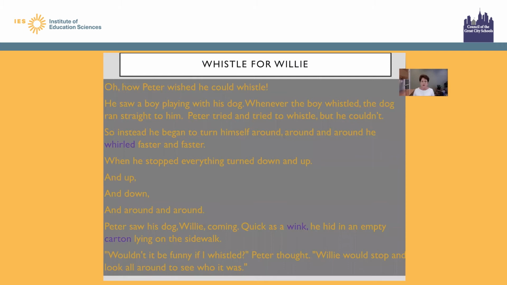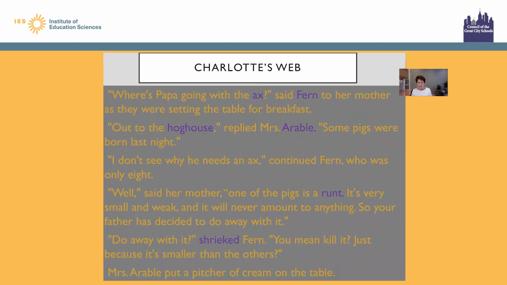Let me give you some examples. Here's something that we might give, and each of these are about 100 words long. Here's Whistle for Willie. And what you see here is that, unless the text has been written to be very controlled, there are going to be some purple words. We think that, for example, winked is something that children in 1st grade could decode. Maybe not carton, but if we talk about carton, that's something that they probably know about.